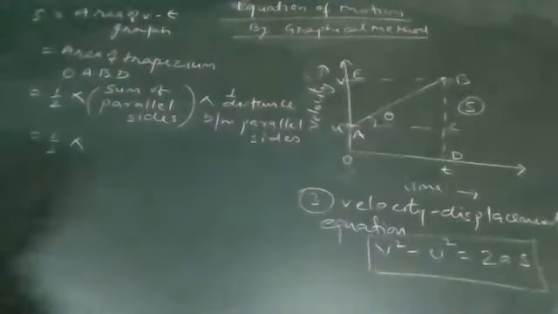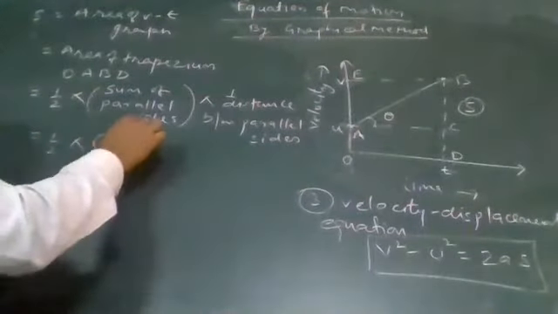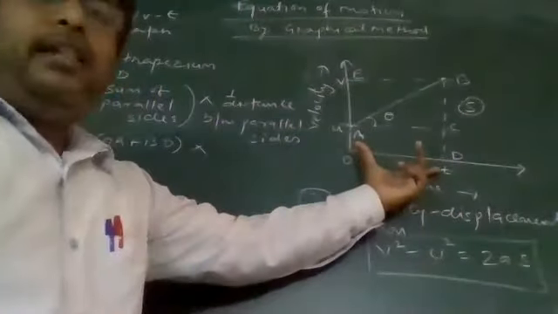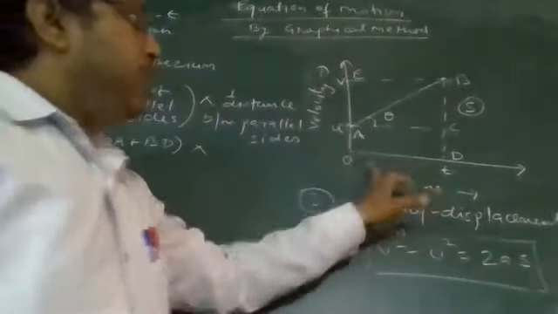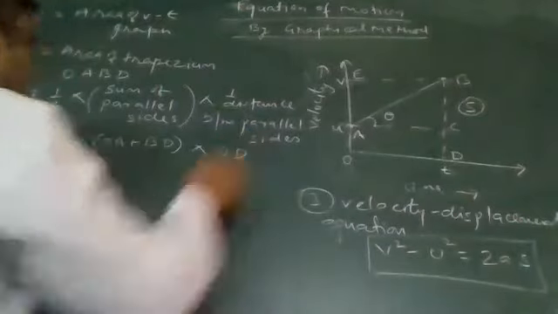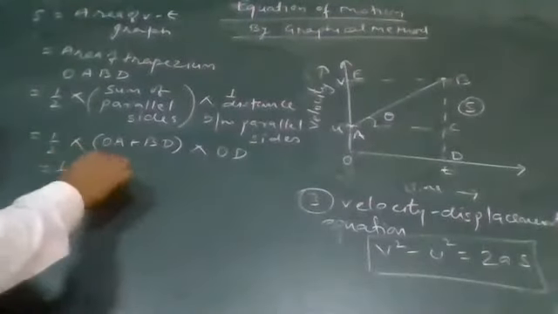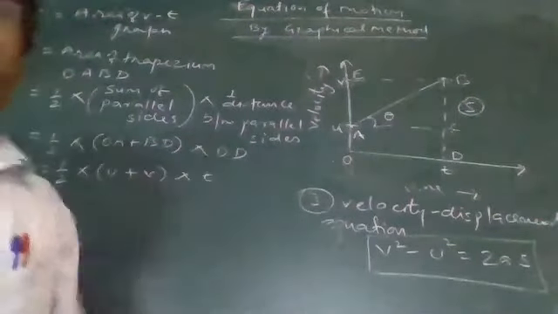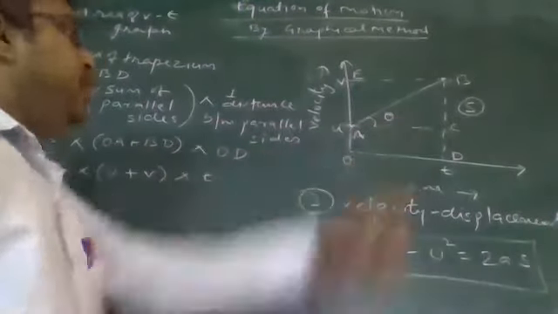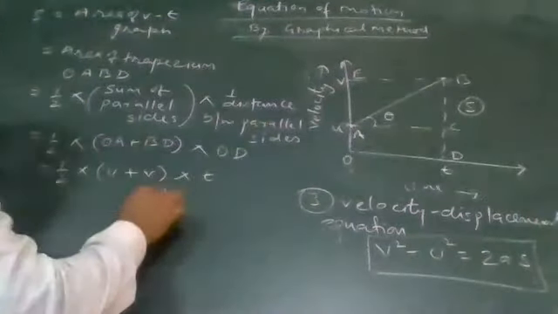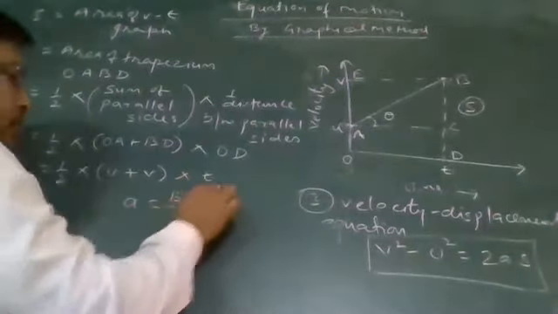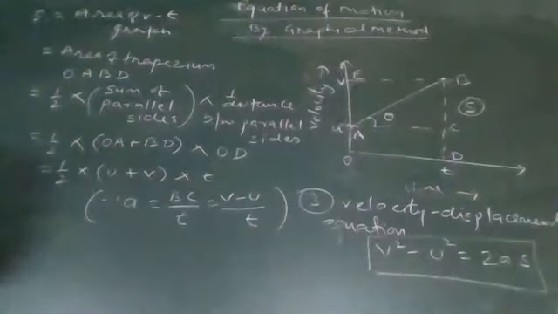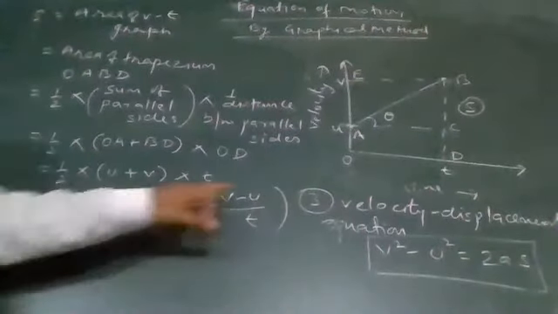So I can write, the parallel sides are OA plus BD, into the perpendicular distance between the parallel sides, that is OD. Now place the values. It is half, U plus V, and OD is T. Now see, from the slope of the curve, we have already found that acceleration is equal to BC by T, that is V minus U by T.